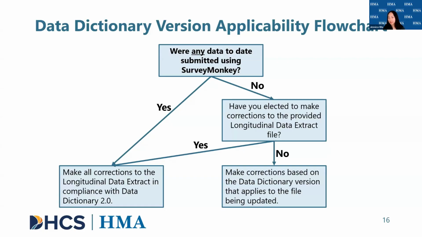But if your county has exclusively used file templates to submit care data, then you have a choice. You can either use the data extract provided or the original templates. Once again, if you do use the data extract, you must make corrections in Data Dictionary version 2 format. But if you use the original templates, you may correct the data using the version that matches the file being updated. So for example, if the Q4 2024 data in your system has remained in version 1 format, then you should make corrections to this data in alignment with version 1.